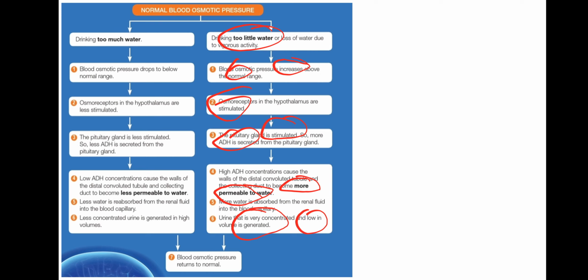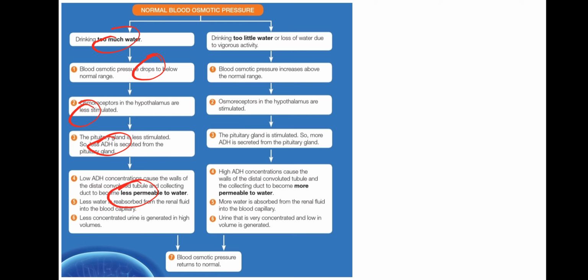Now the opposite, the idea is the same. When you drink too much water, the osmoreceptors are less stimulated, and then less ADH is produced. So the tubule is less permeable, which means water cannot diffuse out from the tubule. It will remain inside the tubule, so you will have more urine, or less concentrated urine.